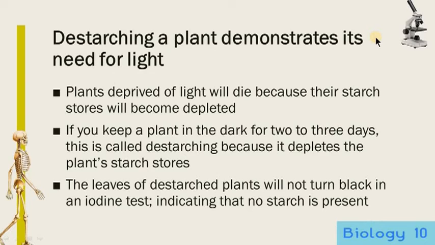The simplest way of demonstrating the need of a plant for light is to deprive it of light and see what happens. We can keep the whole plant in darkness for 2 to 3 days. This is called destarching. We see that starch and chlorophyll is lost without light.